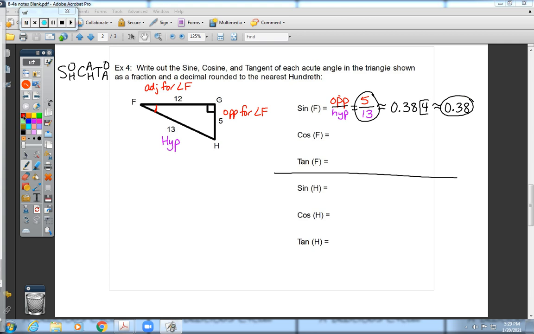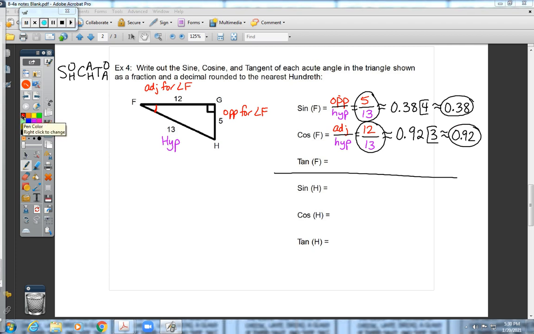I'm going to continue this process for cosine. Cosine is adjacent over hypotenuse, which according to the labels I have in this picture right now, the adjacent is 12 and the hypotenuse is 13. So my cosine would be 12 over 13. Feed that to my calculator to get the decimal approximation because it does not reduce, so that is the fractional answer. And I'm looking at the decimal 0.923. Again, 3 is less than 5, so I would round that down to 0.92.